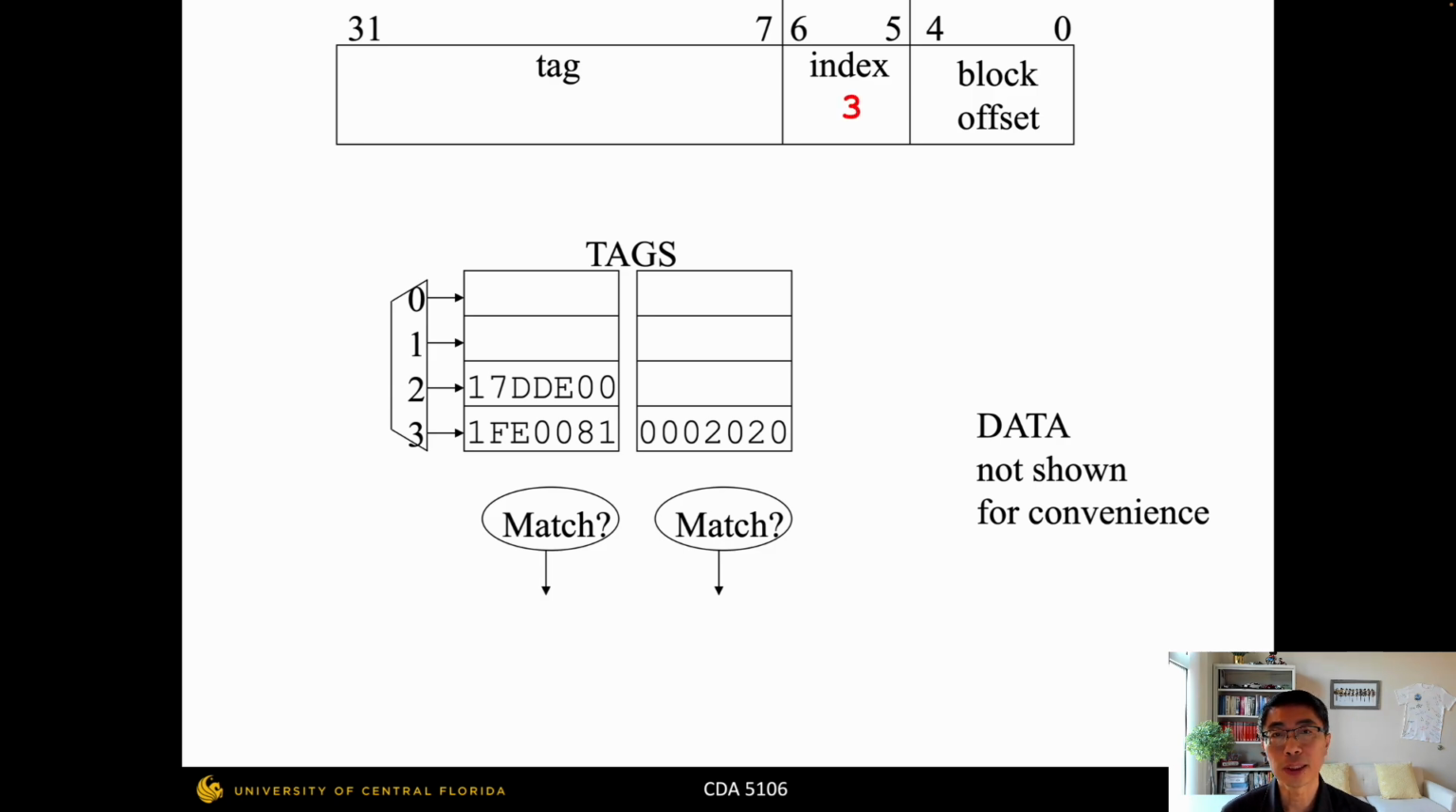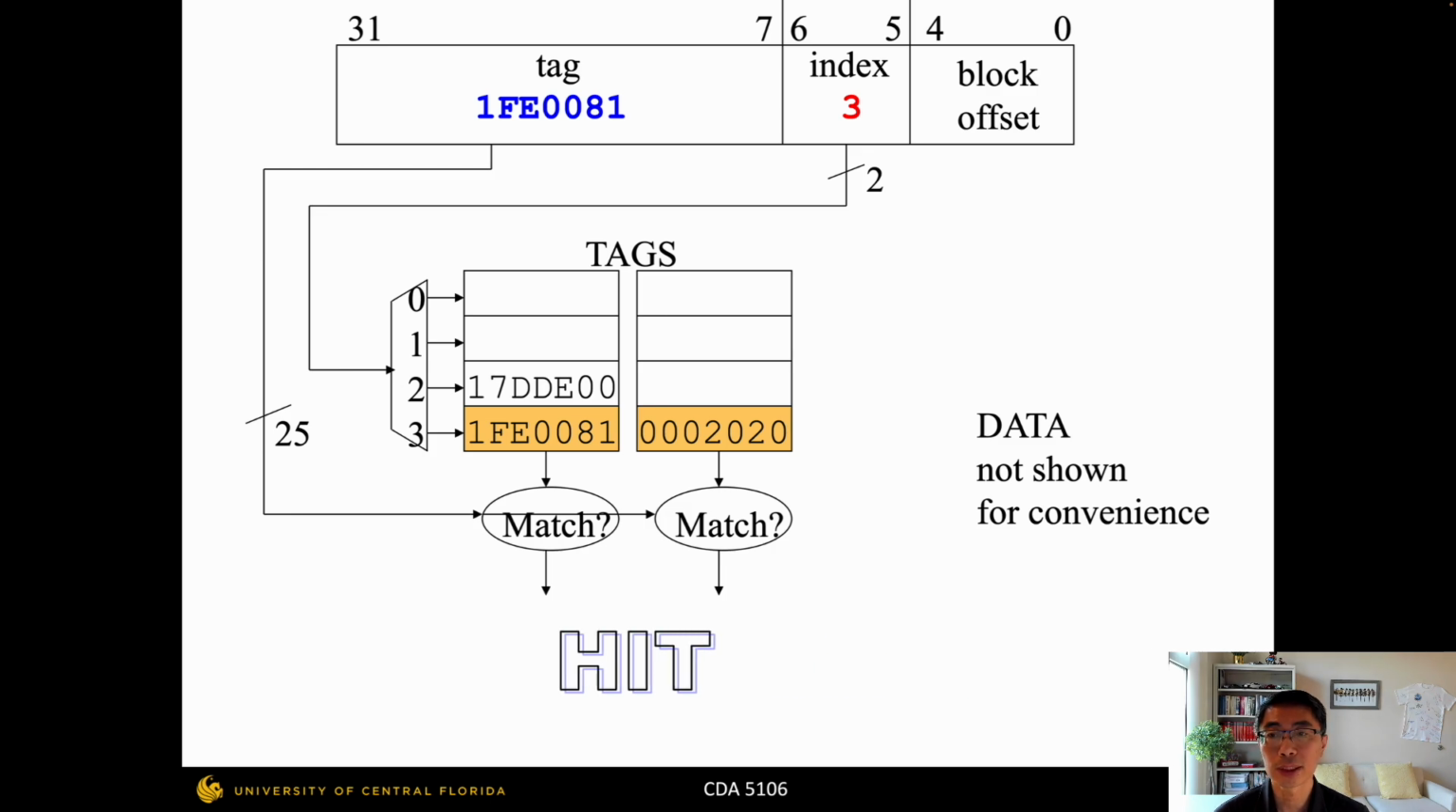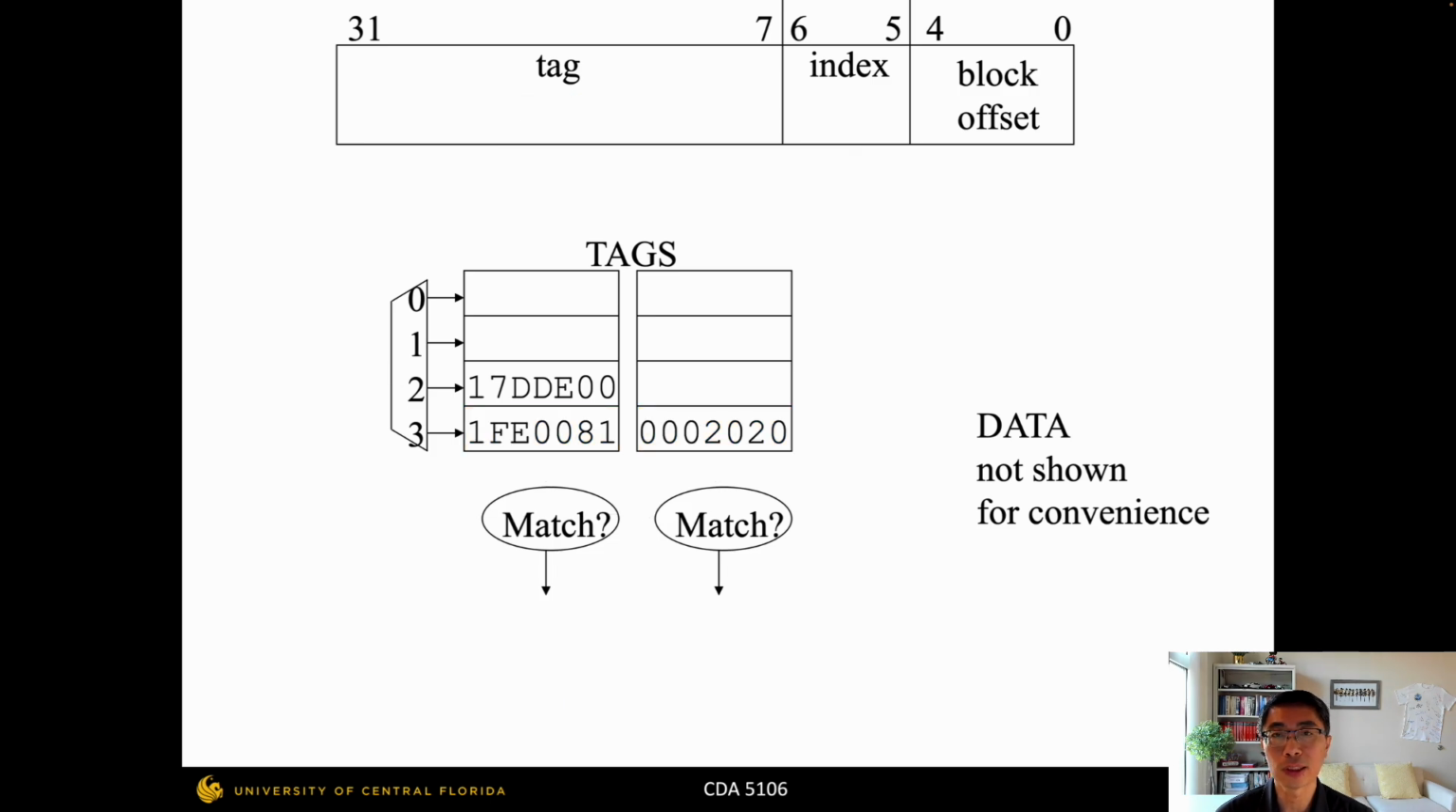Next, we have access to index 3, and we read both tags, and it turns out we want to access tag 1FE0081. In this case, we actually have a match with the first way. What happens next, which is not in the animation, is that we need to read the block from the data array of the first way and select the bytes to return to the processor.